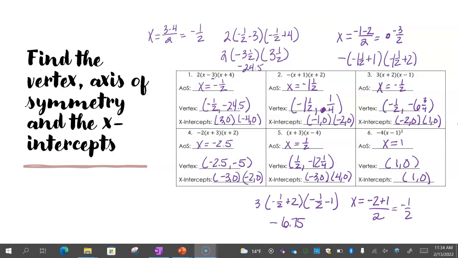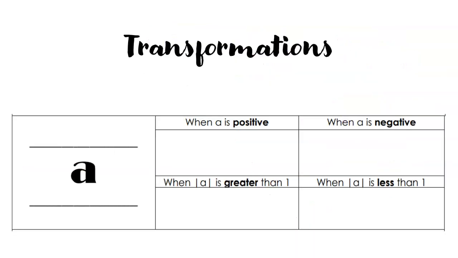But now we're going to move on to the next part of your notes, which is some transformations. This should be a review, but it's worth reviewing. When a is positive, your parabola opens up. When a is negative, it empties out, or opens downward.